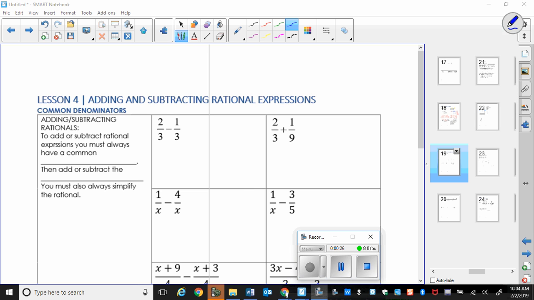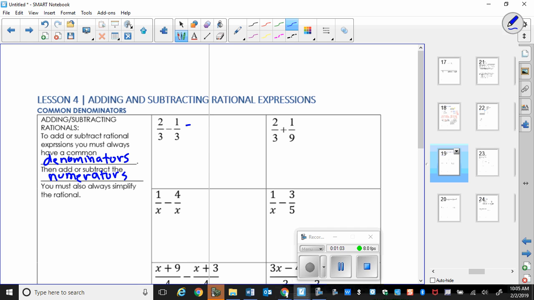When you're adding and subtracting rationals, not when you're multiplying or dividing, you absolutely must have common denominators. Then you add or subtract the numerators, or the like terms in the numerators. You must also always simplify the rational that's left over, if possible.